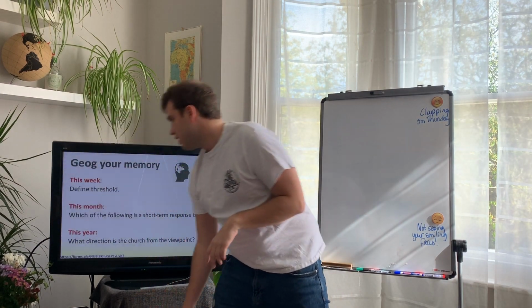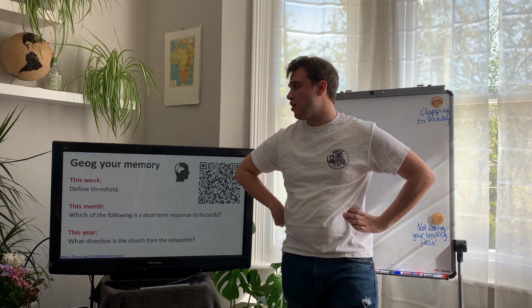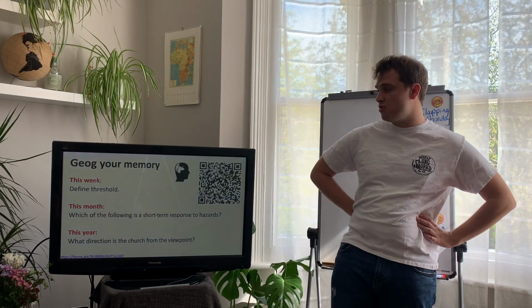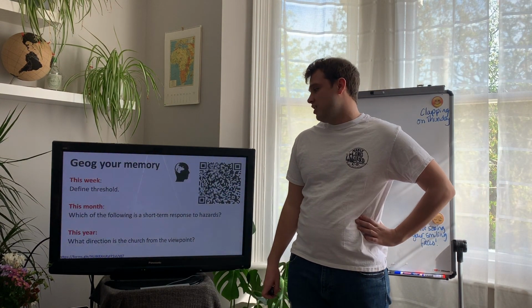So, as per usual, we are going to be doing a little jog your memory. First one is something from last lesson, define threshold. Second one, which of the following is a short-term response to hazards? And then the last one is another map skills question, okay? So what direction is the church from the viewpoint?